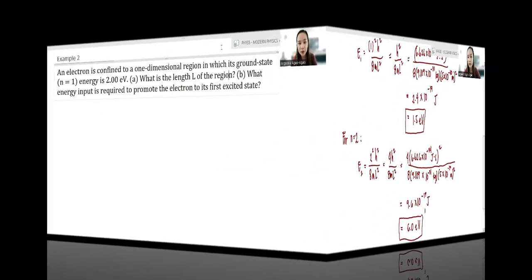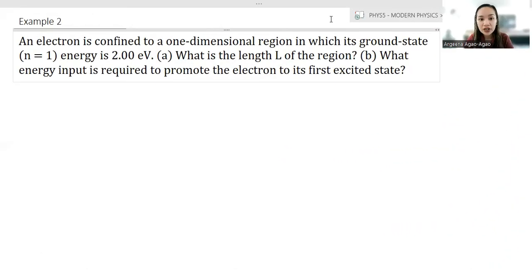For the second example, we have an electron confined to a one-dimensional region in which its ground state, n equal to 1, energy is 2.00 electron volts. A, what is the length of the region? And B, what energy input is required to promote the electron to its first excited state?